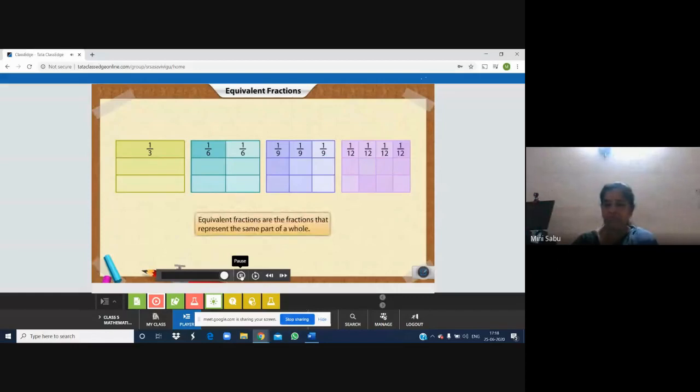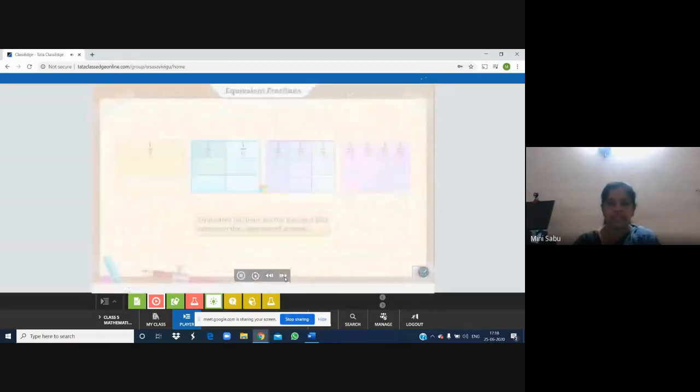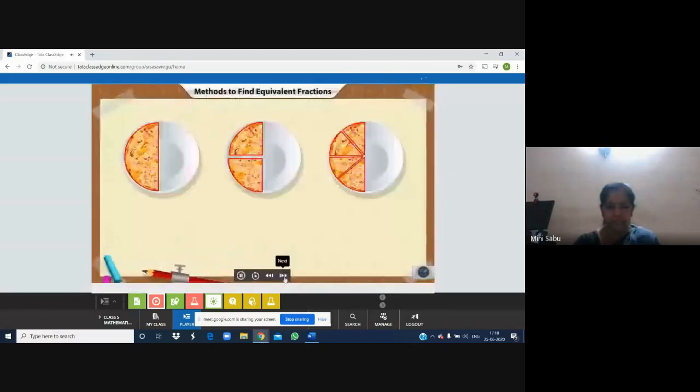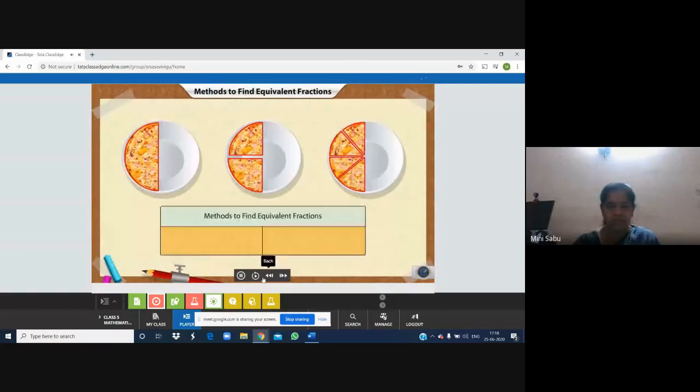Thus, equivalent fractions are the fractions that represent the same part of a whole. Next, let us see how to find the equivalent fractions. We can find equivalent fractions by 2 methods. First by the multiplication method and the second one by the division method. Click on a method to know more about it.